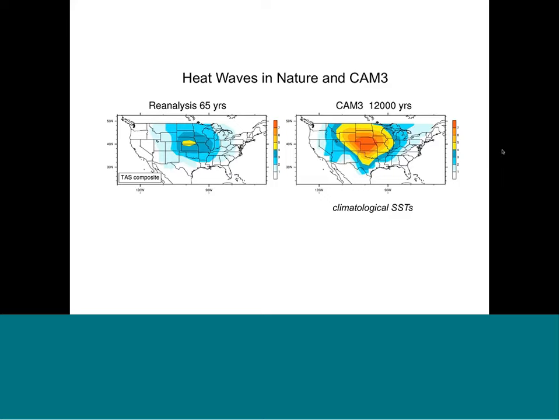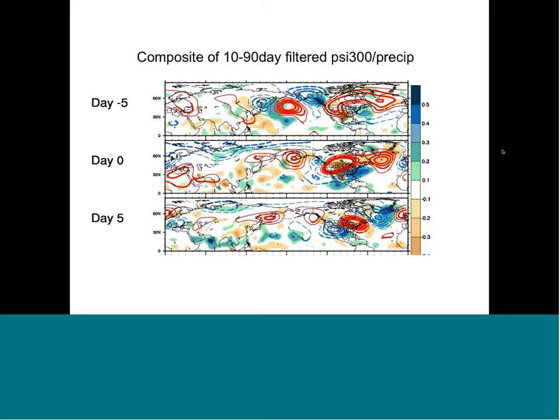Now the next diagram shows what the circulation looks like during heat wave days. The contours on this plot have to do with stream function at 300 millibars, and the middle panel shows the circulation anomalies during heat wave days. You can see there is a wave train starting in the central North Pacific going across North America, and there's a very strong high right over the location where heat waves generally occur.